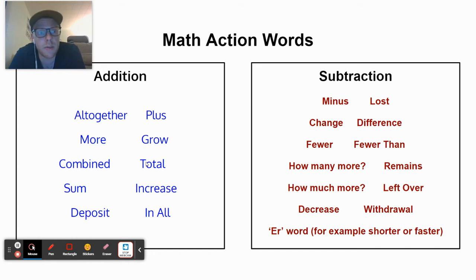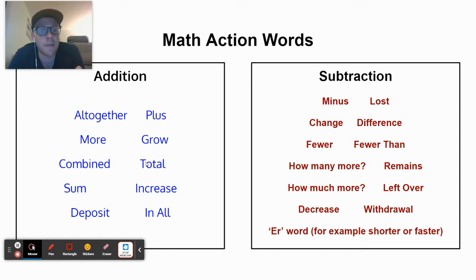So, what I would like you to take some time to do right now is to take a look at your list, and I want you to take a look at my list. I would recommend just starting with the addition side. So, if you look at the addition side and you see the word plus, do you have the word plus written down on yours? If you don't, add it. If you do, move on to the next word, which is more. Then go to the word grow, and then go to the word combine, and then total, and then sum, all the way down to the bottom of this list.